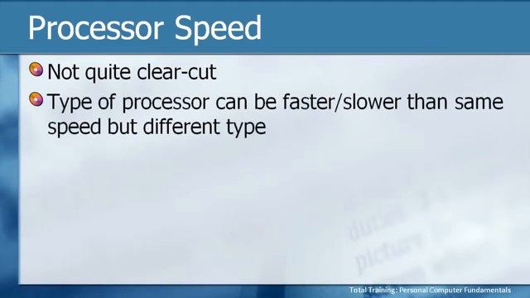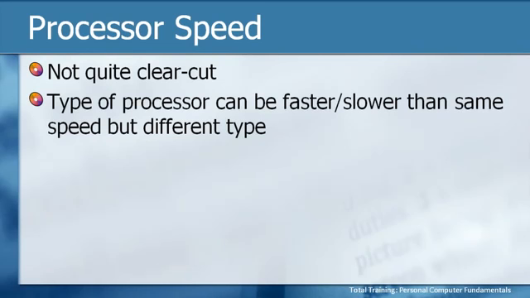Here's why. The type of processor can be faster or slower than another processor of the same speed but a different type. Let me give you an analogy for that. Let's say that you and somebody else are supposed to both go to the grocery store. You both can drive exactly 35 miles an hour from the time you start till the time you get to the store. So your speed is the same. But if you know a direct route to the store, and your friend doesn't know that route and has to go a little bit longer way, obviously you're going to get to the store faster than they are.